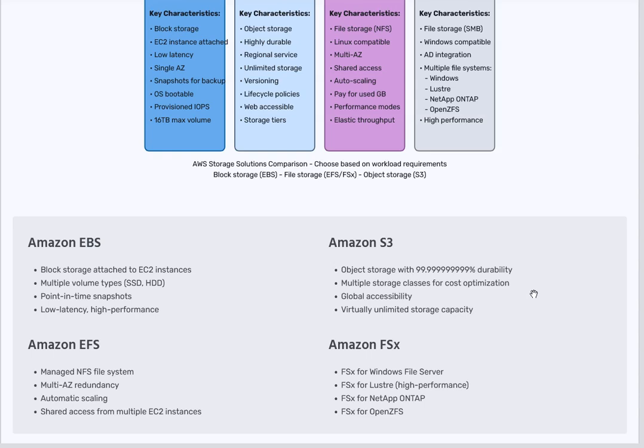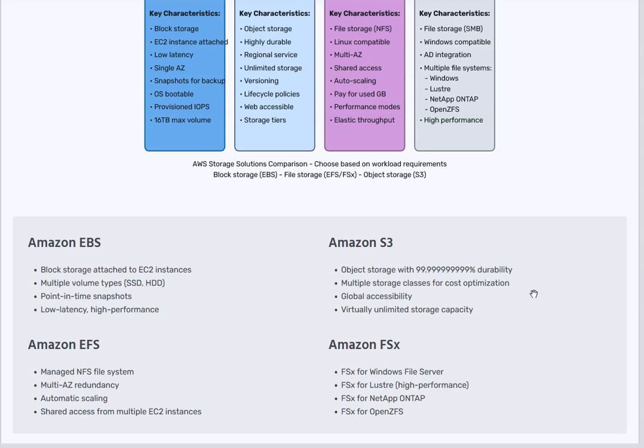So Amazon EBS, we've been discussing EBS from the beginning. Block storage attached to EC2 instances. You can have SSD, or you can have HDD, mechanical type, or solid ones. You can create a point in time snapshot for backup. It's a low latency and high performance file system. These are usually used with EC2 instances for things like databases, transactional workloads, right?